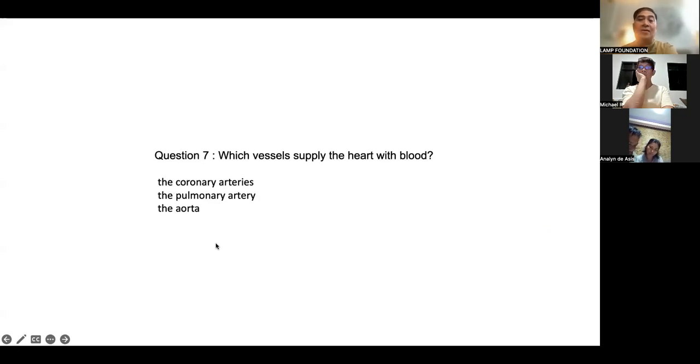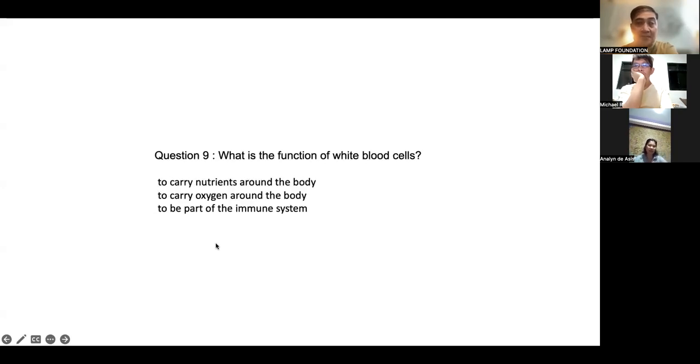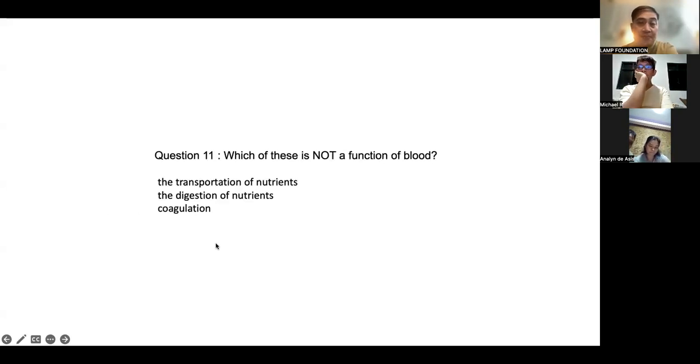Which vessels supply the heart with blood? Coronary arteries. Which type of cell carries oxygen around the body? By red blood cells. What is the function of white blood cells? To be part of the immune system. Which type of vessel needs to withstand high blood pressure? An artery.